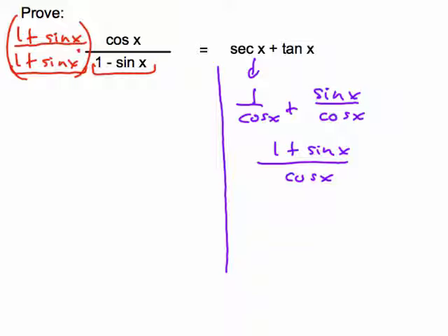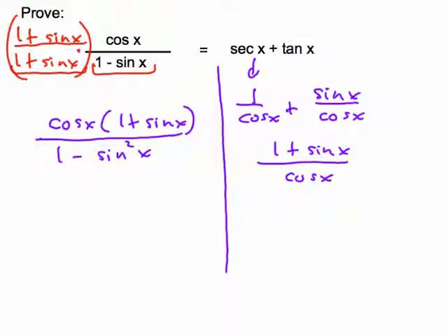So in the denominator I'm going to multiply out, just like algebra. Okay, 1 minus sine squared x. And in the numerator I'm just going to leave things in factored form. Okay. Now 1 minus sine squared x is my core Pythagorean identity rearranged. Sine squared plus cosine squared is 1. So 1 minus sine squared, this is cosine squared.